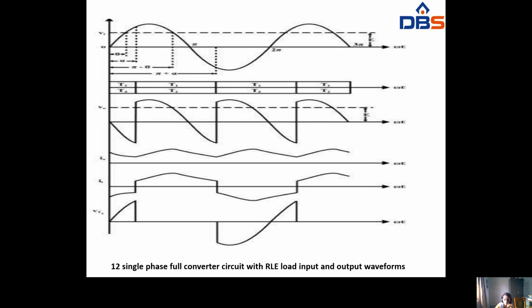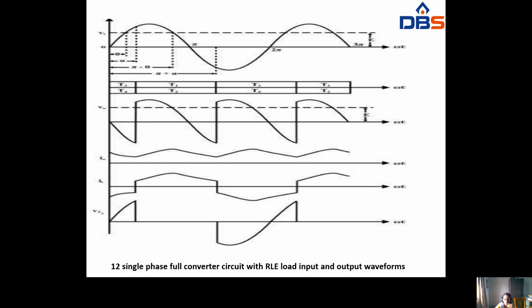The current will be in continuous mode of operation. Why? Because it is a full wave converter and the load is an RLE load. So there is no negative load current, only positive load current will be obtained. So in full wave. Okay. Here this is the source current, and the thyristor voltages will be obtained. Okay. So these are the waveforms for a single phase full wave converter circuit with RLE load.